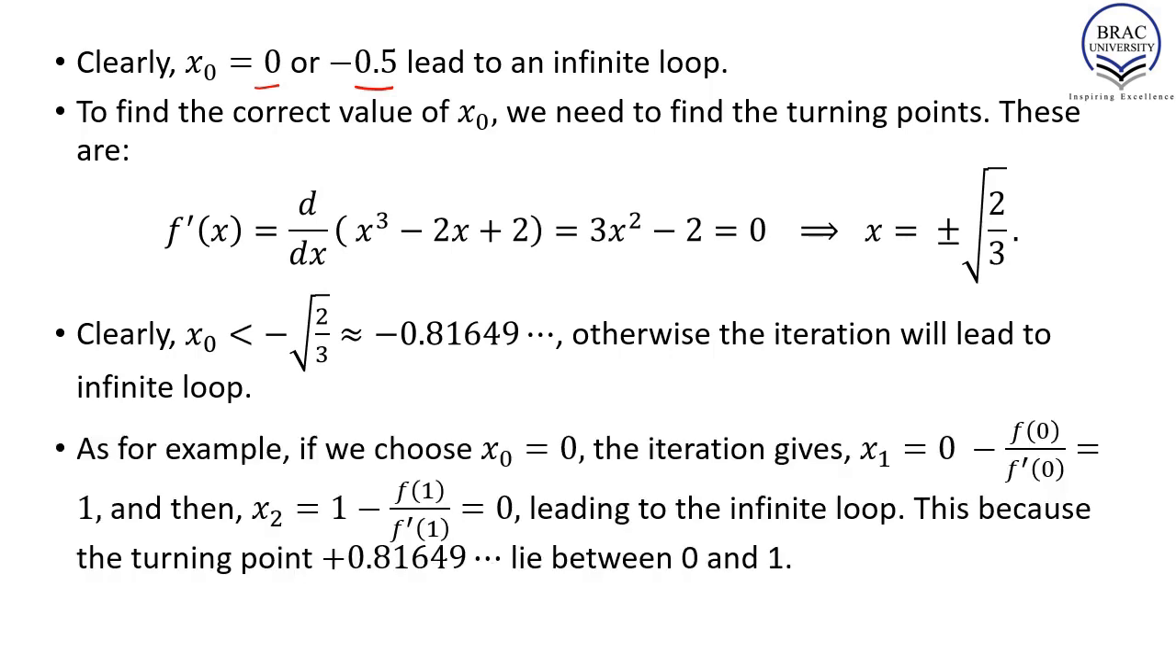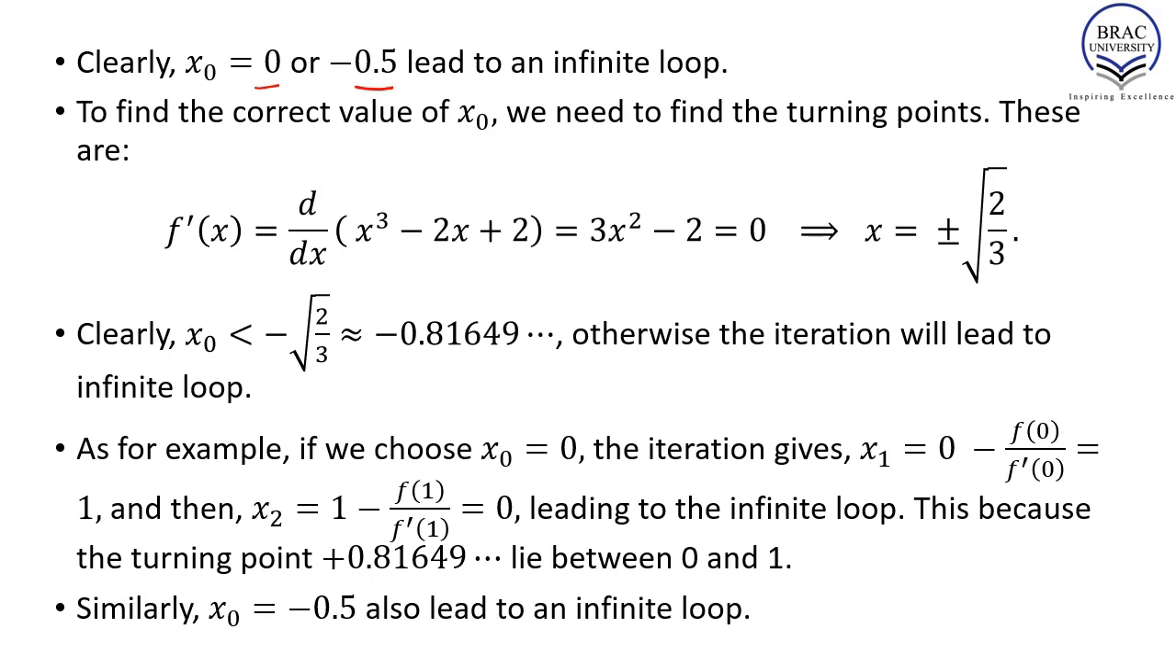As an example, if we choose x0 equals 0, the iteration gives x1 equal to 0 minus the ratio of these two values, and if we compute using the given values, we find it is equal to 1. Then we compute x2 by the same iteration formula, and x2 becomes 0. That means we are going back and forth between 0 and 1, 0 and 1. So it is an infinite loop. This happens because the turning point, which is plus 0.81649, is between 0 and 1. At 0 the slope is negative, at 1 the slope is positive, and the turning point is in between.